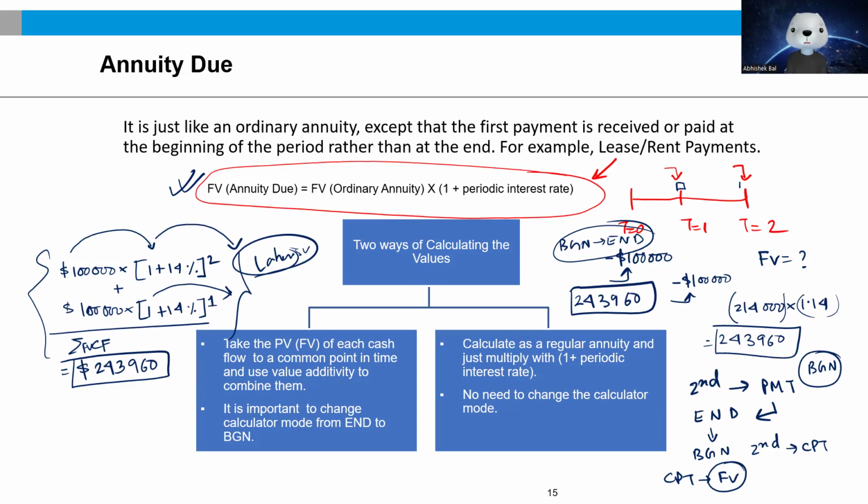Once they've done that, if you simply exit the sheet just like that, your calculator is now going to consider each of the values going forward as if you are considering them from the beginning of the year itself. You don't want that. Okay, so that means you'll have to remember to change the setting. I don't want you to do that either. The simplest way is to simply calculate the annuity as you would and simply multiply it by 1 plus the periodic interest.